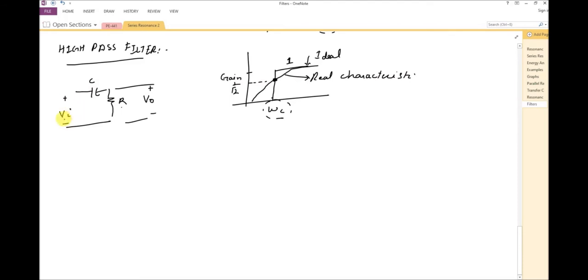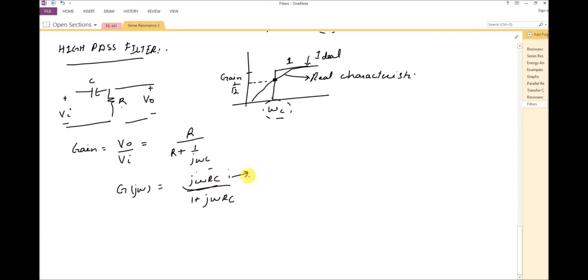And now if I have to write the gain function for this high pass filter, it will be V0 over Vi, and in the numerator we have resistor, and in the denominator the impedance will be R plus 1 over j omega C, and after solving G(j omega) will be j omega RC over 1 plus j omega RC. So now in this transfer function we have a zero, specifically a zero at origin, and then we have a simple pole.